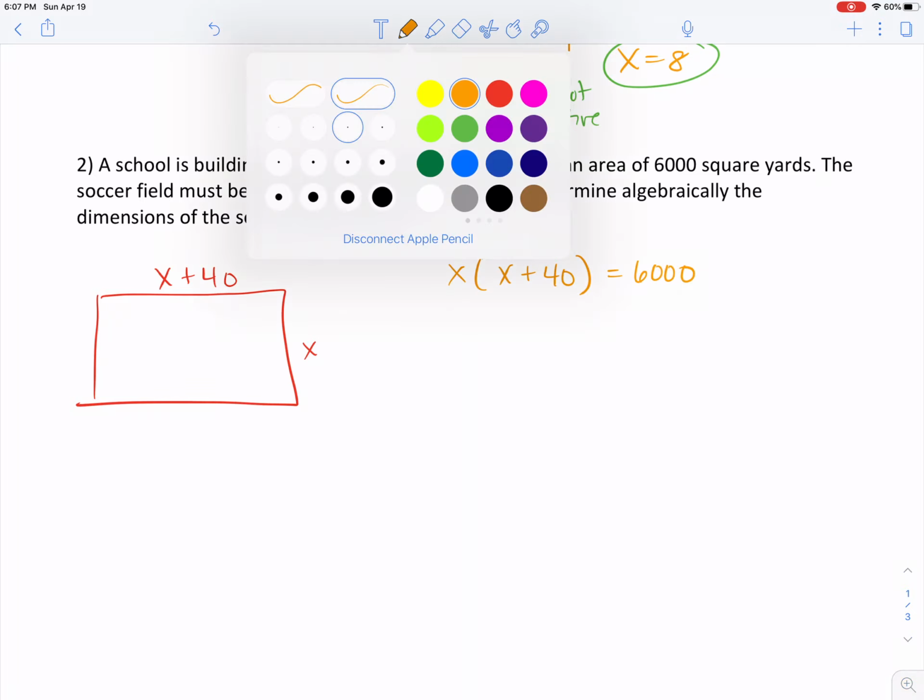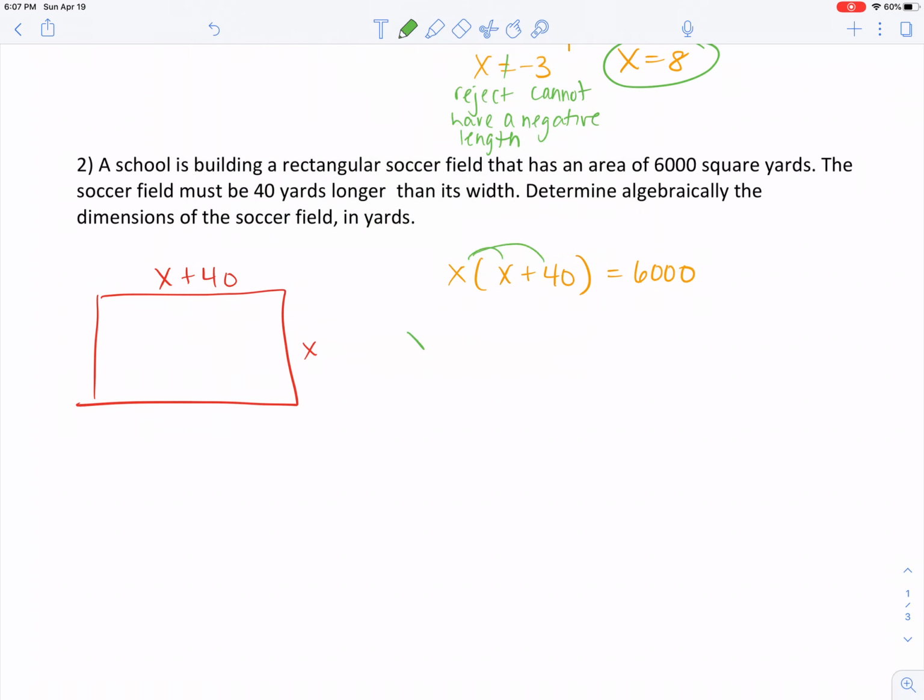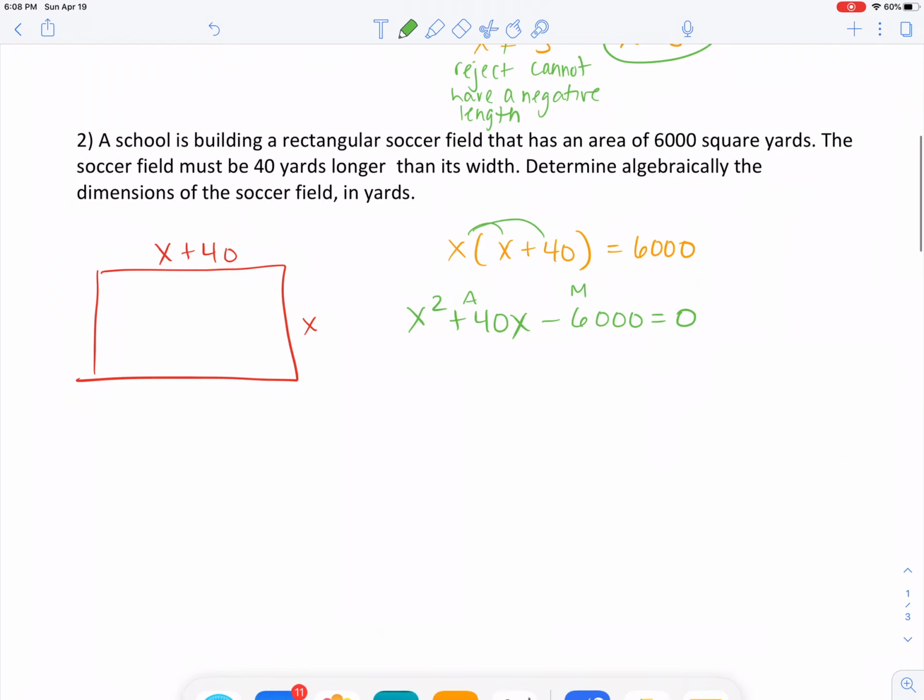So I'm now going to solve the equation. Distribute the x. I get x squared plus 40x. In the same step, I could subtract 6,000 from both sides. If you want to keep it two separate steps, go ahead. And this is a trinomial with a leading coefficient of 1, so we're going to do add multiply. But now when you're multiplying to negative 6,000, that is creating a much more difficult list of factors. So I'm definitely going to use the calculator to generate this list.